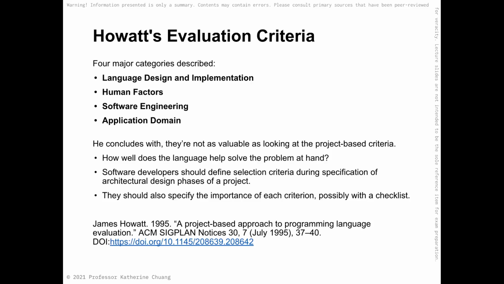And then he also suggests that these criteria should be written down, and probably in a checklist format. That could possibly be the most useful way as you shop around for different languages and then assess their suitability.